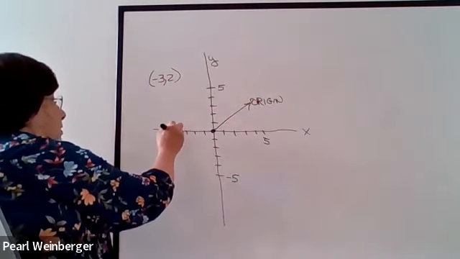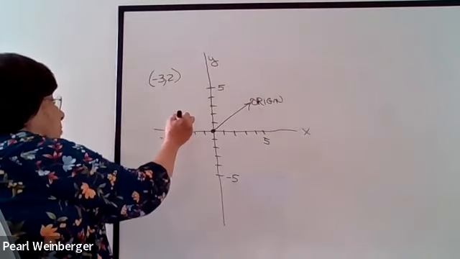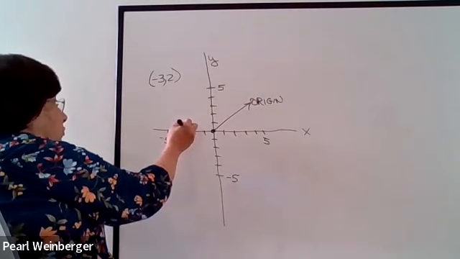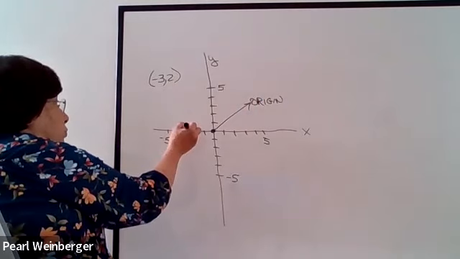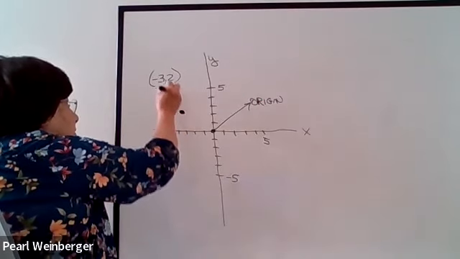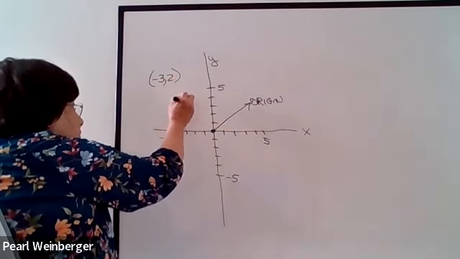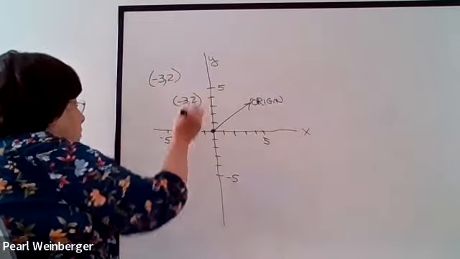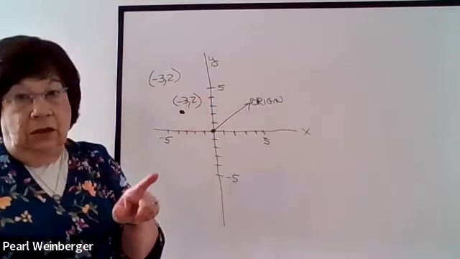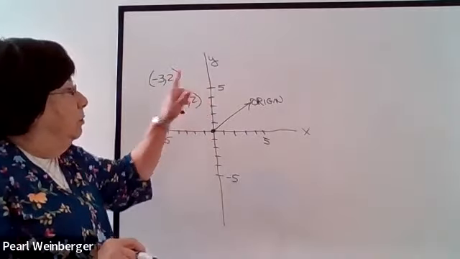distance. When it's positive, you go up. When it's negative, you go down. So from -3, we're going up 2, 1, 2. And this is where your point -3, 2 is located. Notice it's one dot. You don't go here, one dot, and here, one dot.